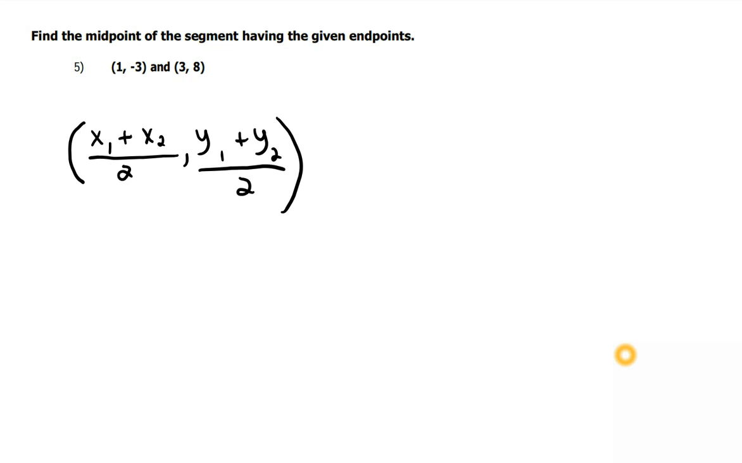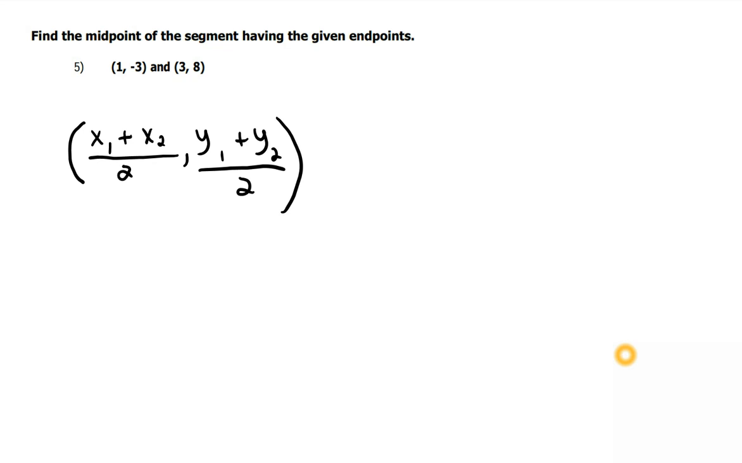Okay, this one wants you to find the midpoint of the segment having the given endpoints. The definition of a midpoint literally is midway. It's the point that is midway between these 2 points.